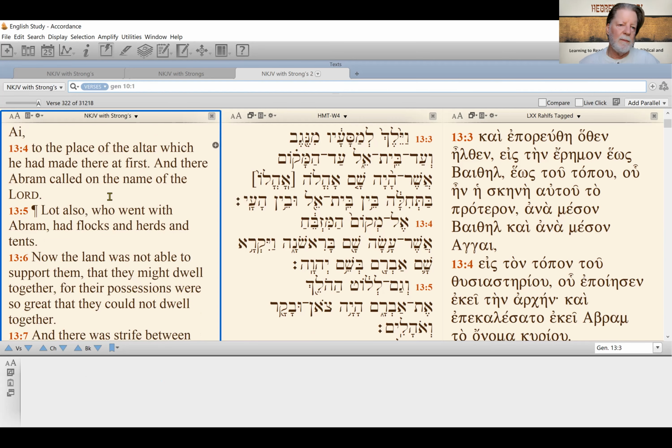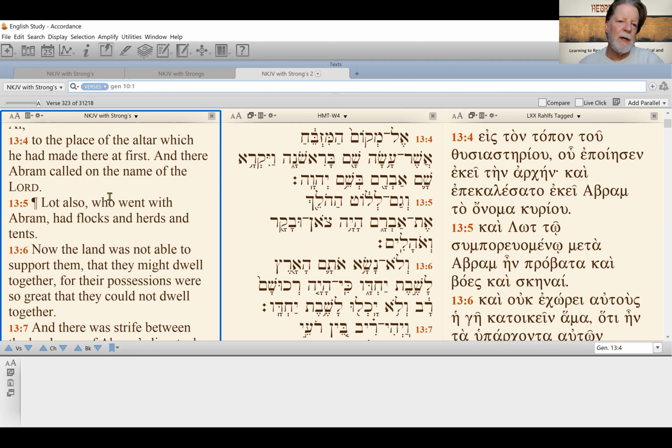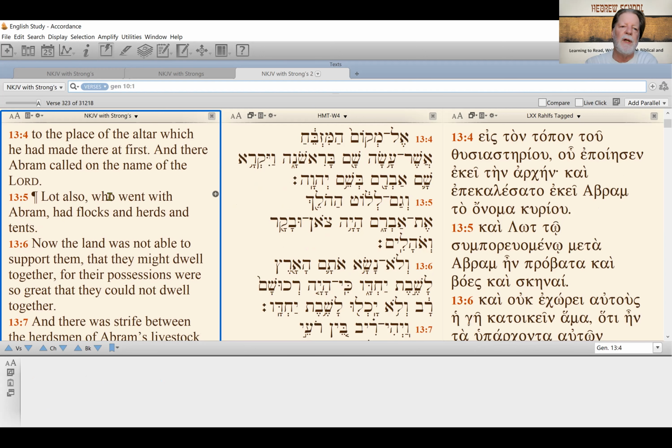Verse 4, let me pull this up a little bit higher on the screen. Verse 4, to the place of the altar which he had made there at first, there in Bethel. And there Avram called on the name of the Lord. We use this convention, the Lord with all caps, instead of saying the sacred name of God. Yahweh is the way I'm convinced that it should be pronounced. There's some debate about it, but I don't think it's too serious a debate.